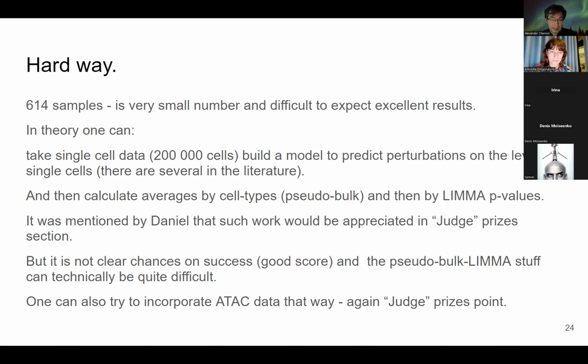Yes, I think it's a very interesting approach, but it's not clear. Also, if we can do this, we can answer another question proposed by the organizers, which is important for the judge prizes, about the ATAC data. We can build the model using these single cells, both on RNA and ATAC data, and then try to predict and do the same thing. It is very interesting, but it's a complicated approach. It's complicated and not clear whether it is promising or not. That's a problem.